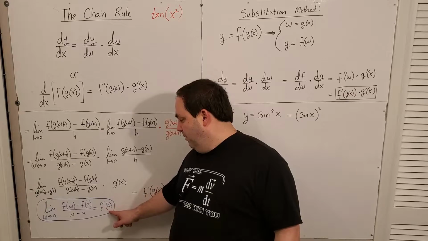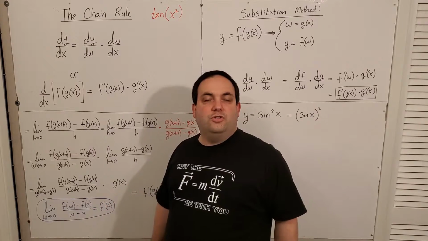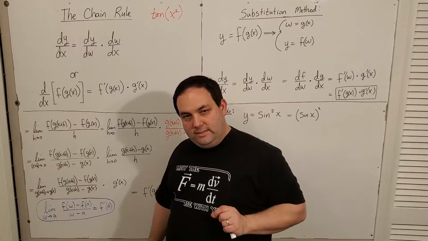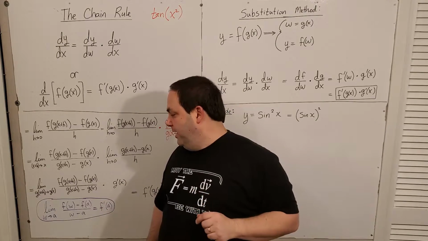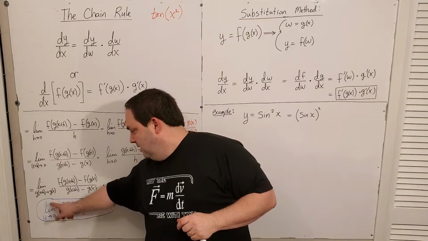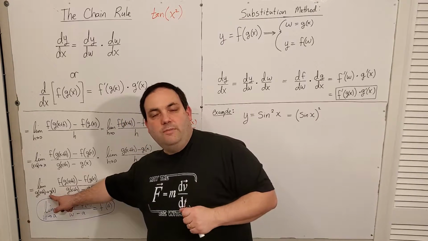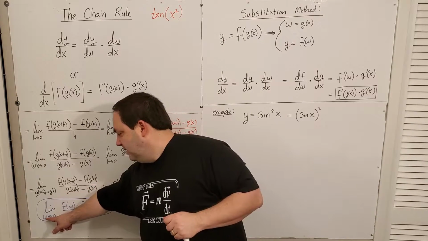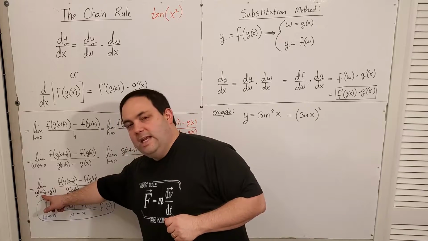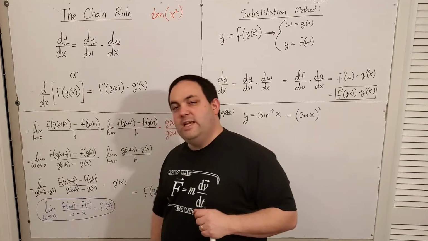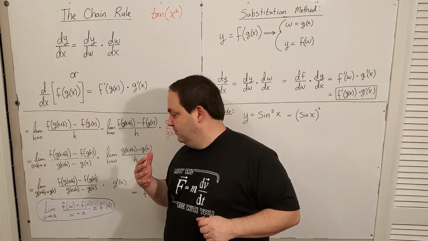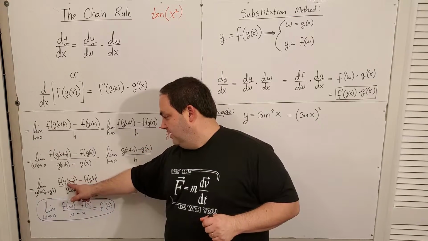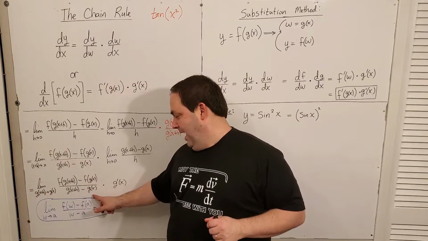was f prime of a. It was what we used to talk about a derivative at a single point. Well, in this case, that single point, a, is g of x. It's some value, and w is approaching it. That's like letting h go to 0. g of x plus h is the w, approaching that value. Well, look, they're already all in place. There's w, there's a, w, a.